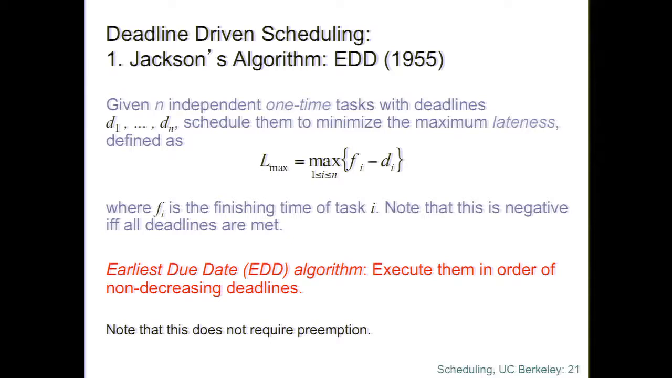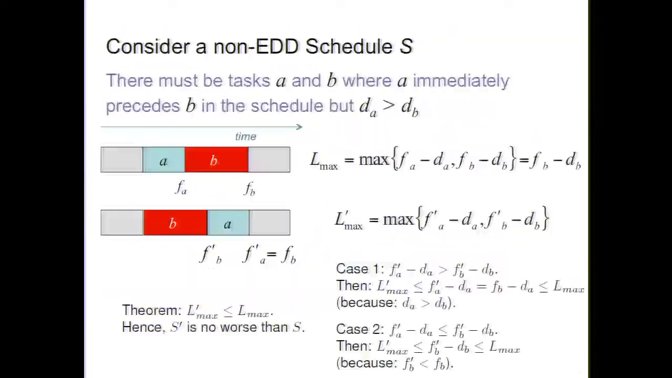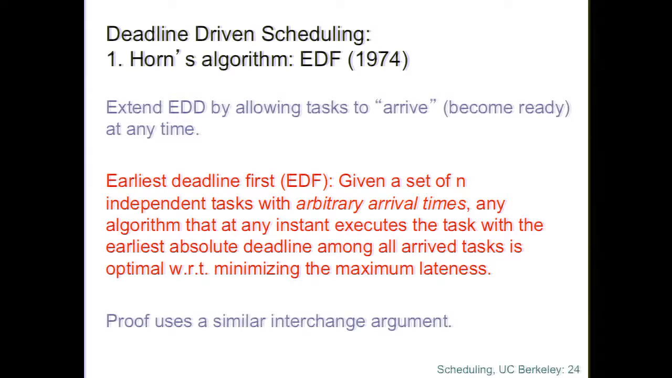Okay? You can't use this theorem to show that the right thing to do is to do the problem set with the earliest due date. All right? You have to know the due dates, all of the due dates ahead of time in order to use that theorem. Okay, so Horn said, well, what if we don't know all the due dates ahead of time?